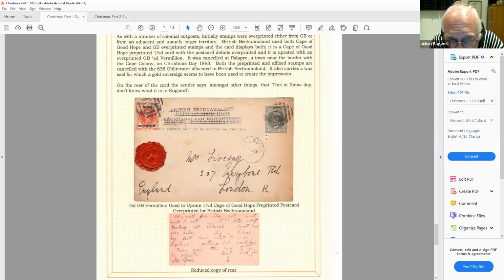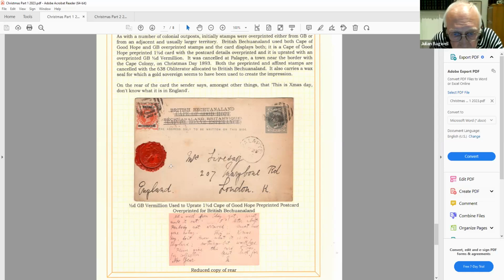So this is a prepaid internal postcard with a 3 halfpenny stamp on it, but it's been uprated with an overprinted halfpenny stamp to make a 2p rate. Not quite sure why it was uprated, because I believe at the time the rate was a penny for postcards. But anyway, rather nice item. And here on the front, I think it's a sovereign that the sender has used to seal his message home.